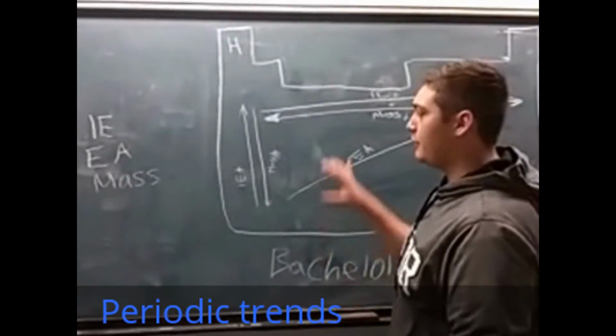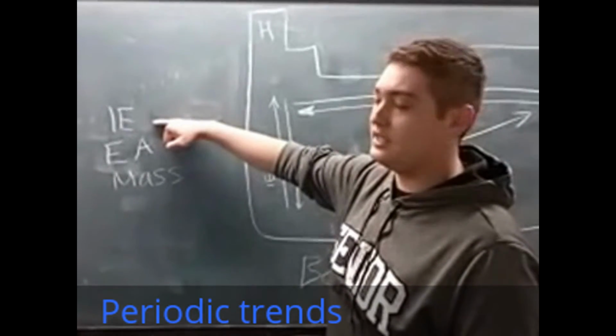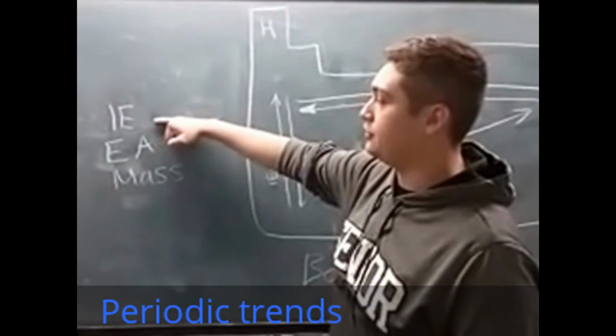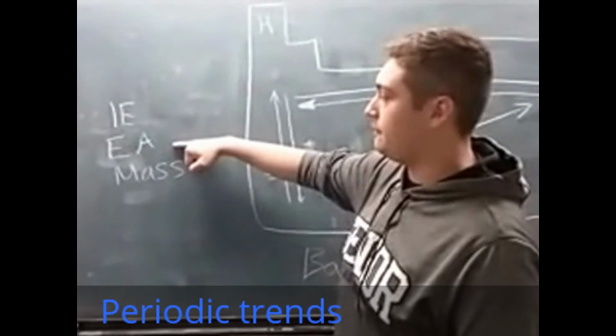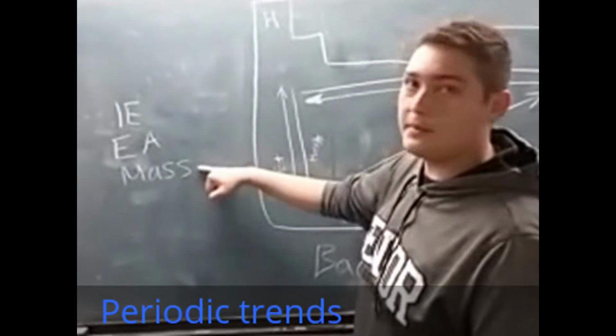Discussing trends in a periodic table, there are 3 to know. Ionization energy, which is the energy required to remove the outermost electrons. Electron affinity, the energy required to add an electron to the outermost shell. And the atomic mass of the element.